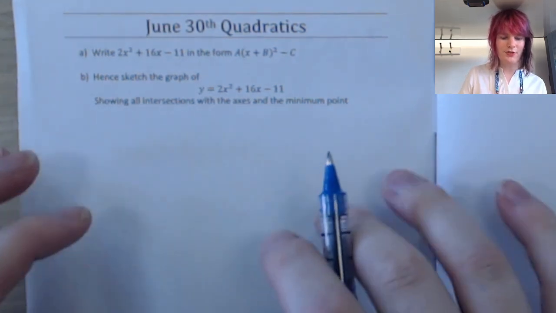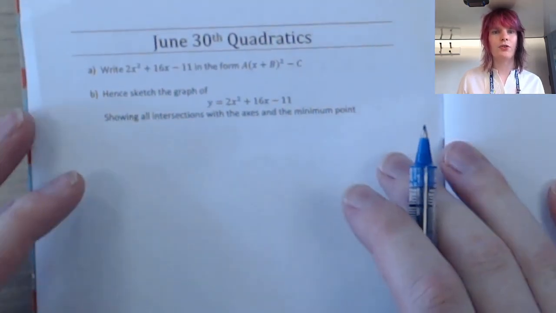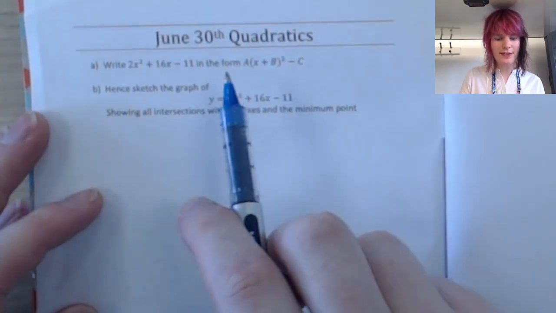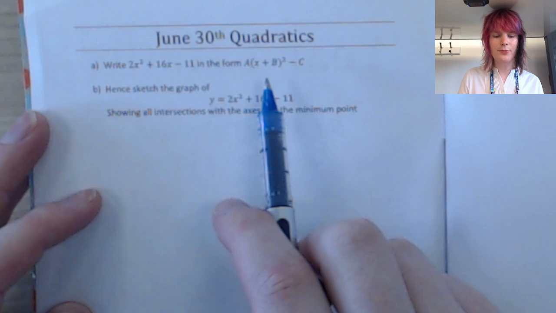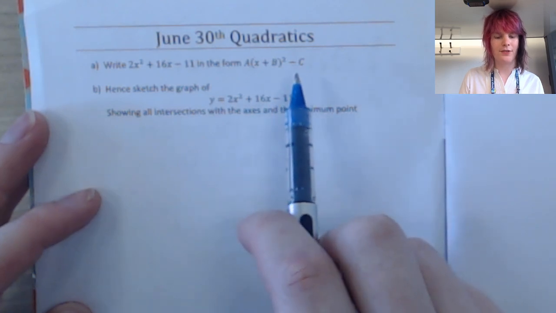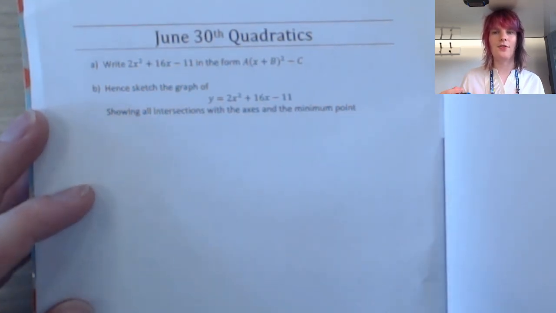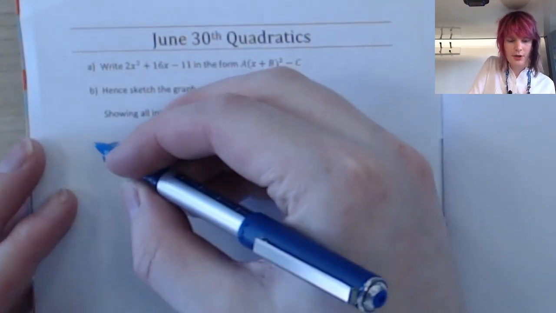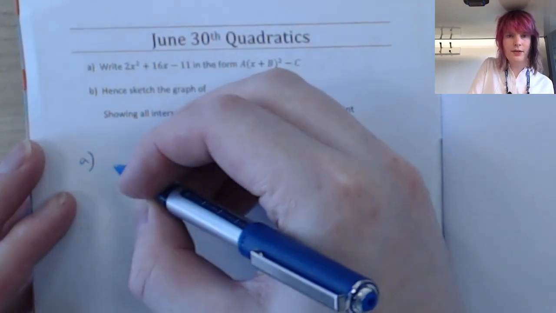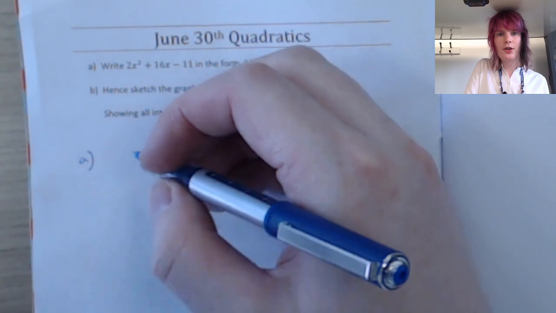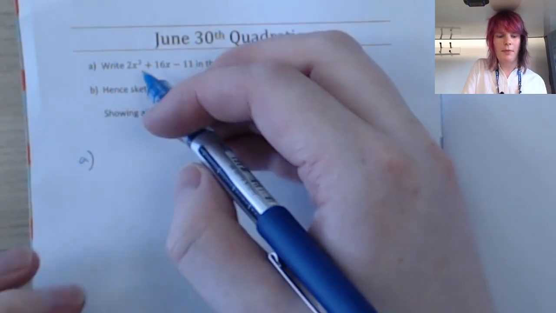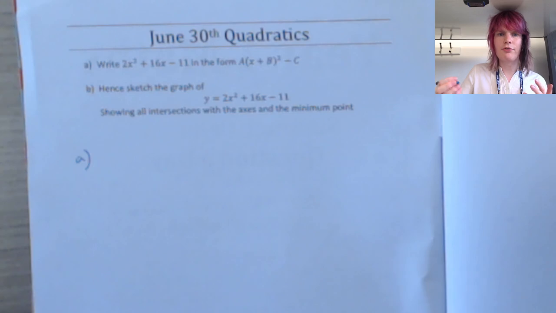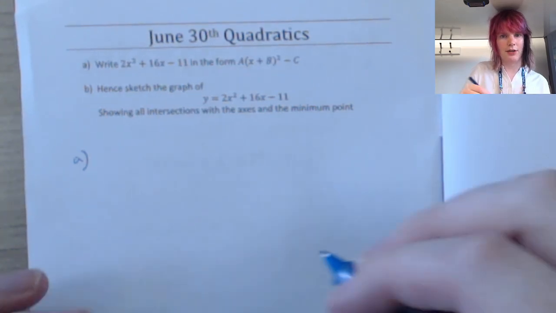So we've got this question here on quadratics. We've got 2x squared plus 16x minus 11 and we want to write it in the form of a times (x plus b) squared minus c. Now you might recognize this as completing the square. So the way we approach this question is, for part A, we're going to first factorize out the first term.